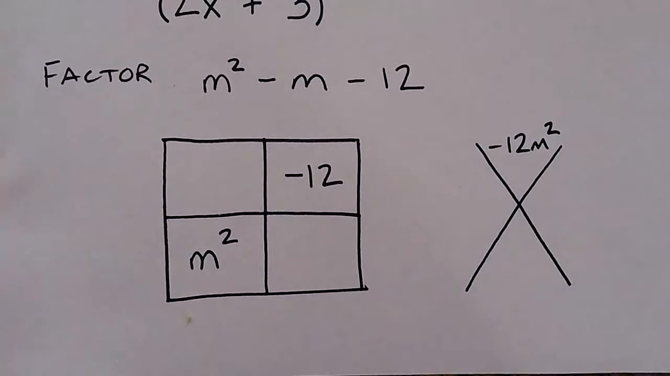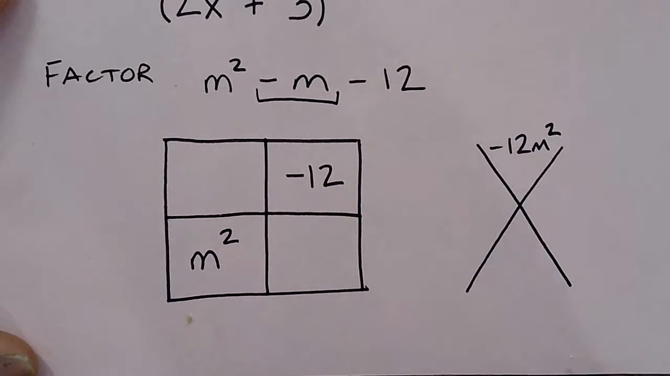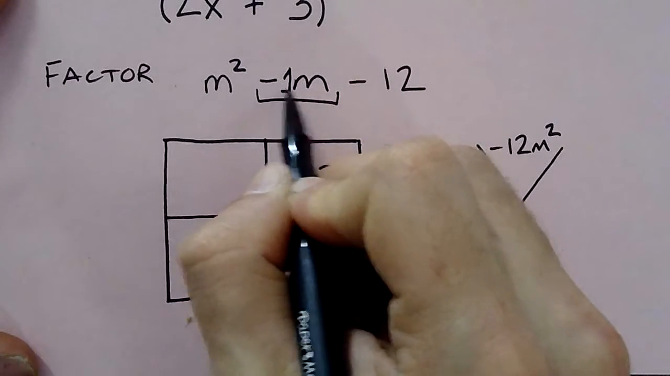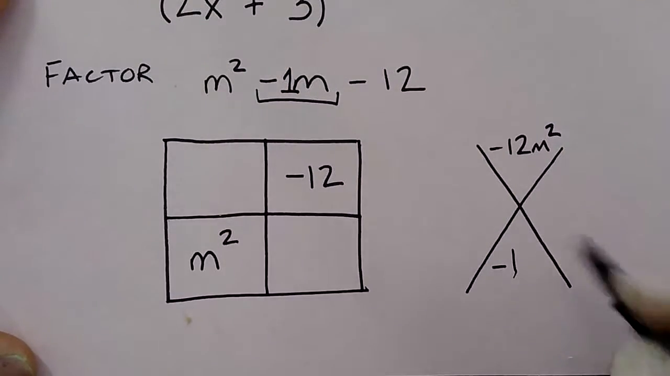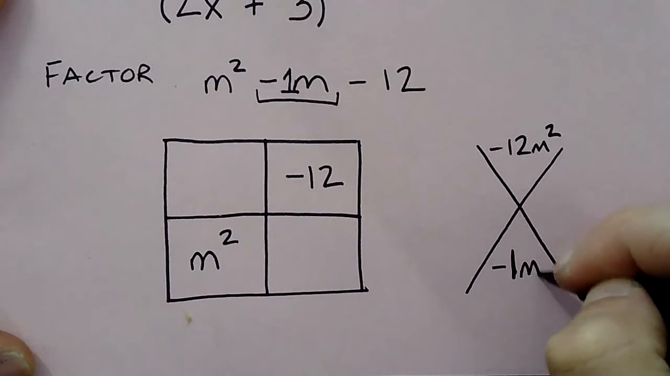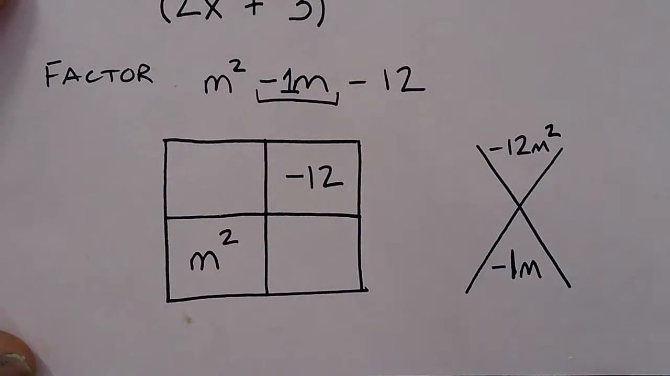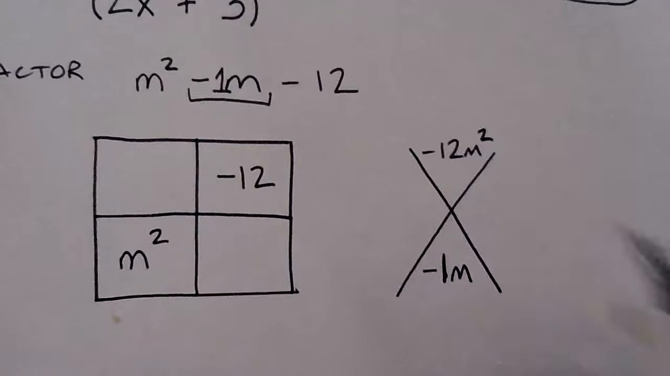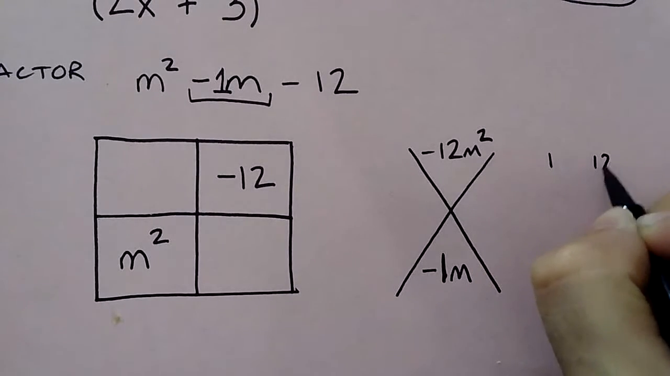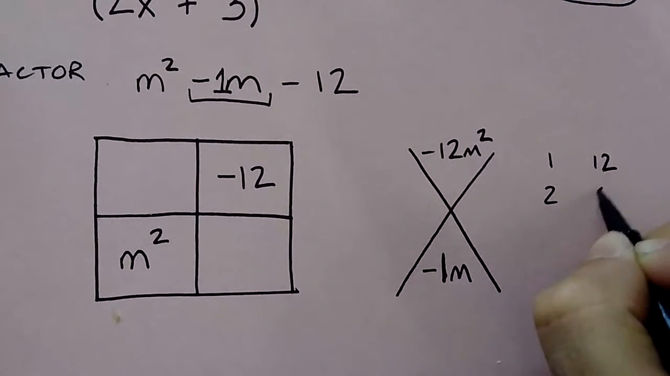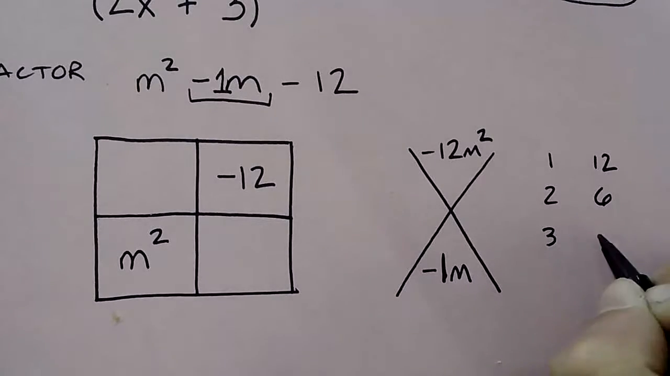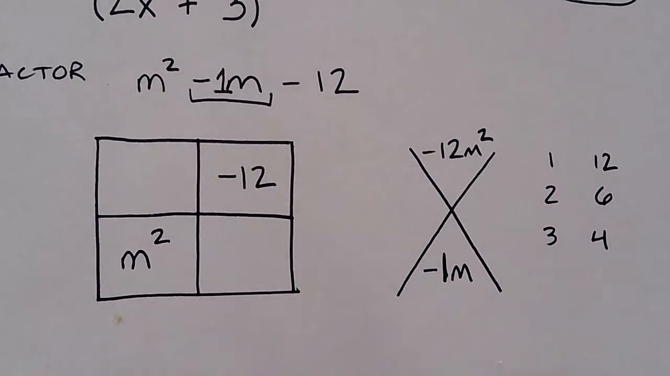And what will it add to? Well, we've got to make sure we're careful that this can also be negative 1m. So it's got to add to negative 1m. All right, let's start with our factors. 1 and 12, 2 and 6, 3 and 4. Now I'm focused on positive factors. I can start to then manipulate with positives and negatives to achieve my goal.